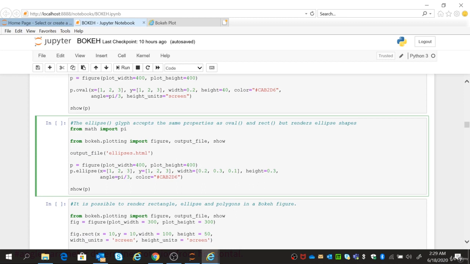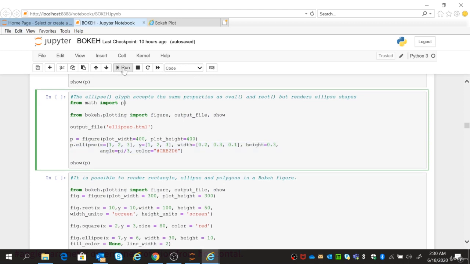For ellipse, you have to use the p dot ellipse function. The difference is you have to mention the width for every ellipse, which was not the case with oval or rectangle that we have done above. So if I run this particular one, p dot ellipse, let's see how this comes out. Yeah, so you can see these are the ellipses that have been mentioned. These are not ovals.